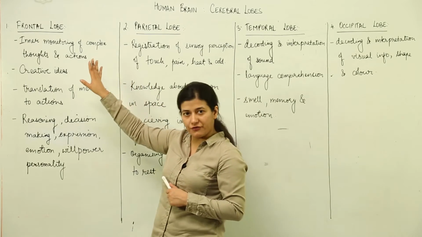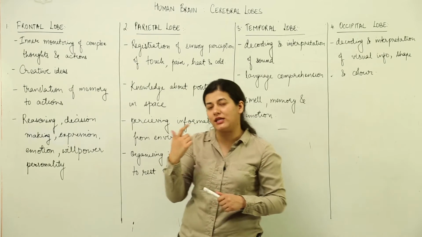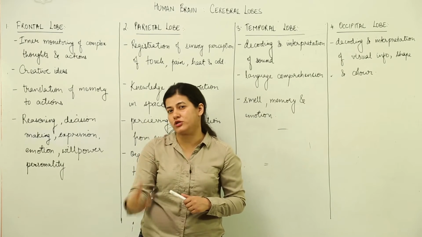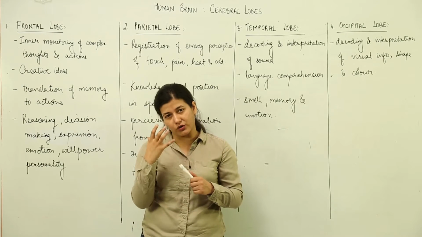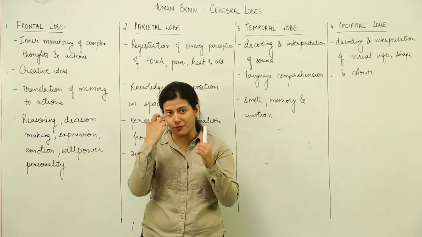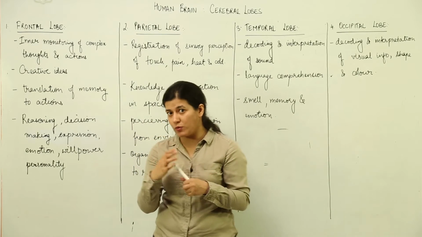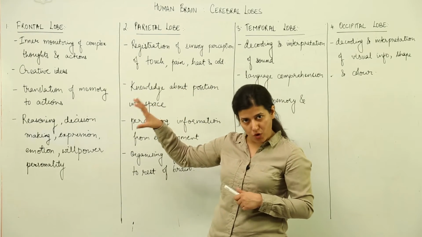Now talking about the frontal lobe, you must have noticed that whenever somebody is thinking, or there is a lot of thinking process going on, we often do it like this, that there is a lot of stress in the mind, we are thinking and so on. So basically we are targeting our frontal lobe over here. What are the functions of the frontal lobe? This is the most important lobe.